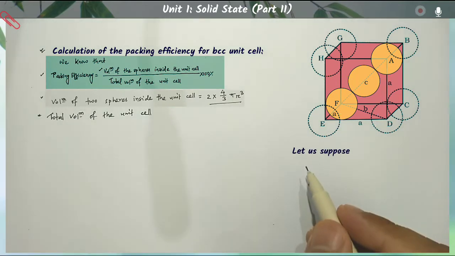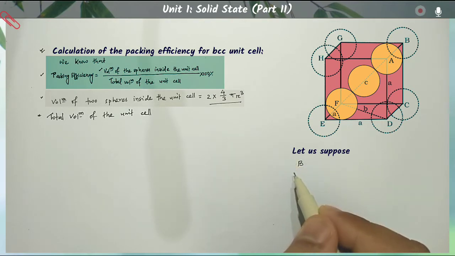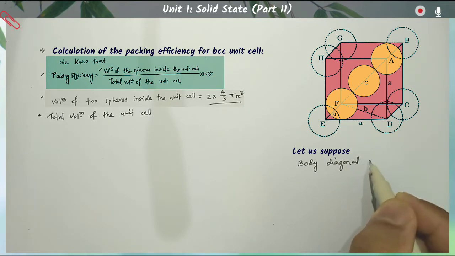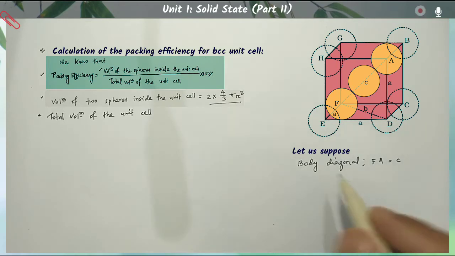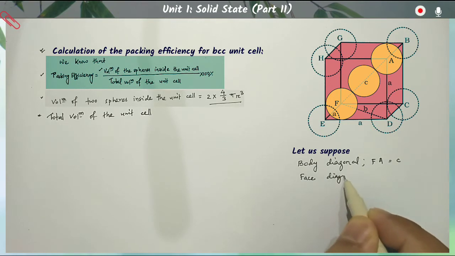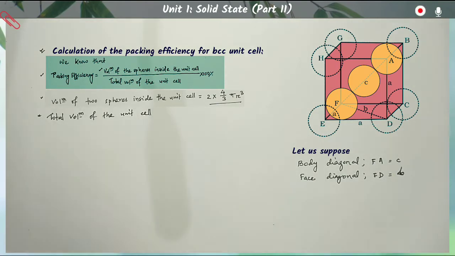Let us suppose the body diagonal is represented by FA. Suppose the body diagonal FA is equal to small c. That means the length of the body diagonal is equal to small c, and let's suppose the face diagonal FD is equal to small b. So small c and small b, we have this data now.